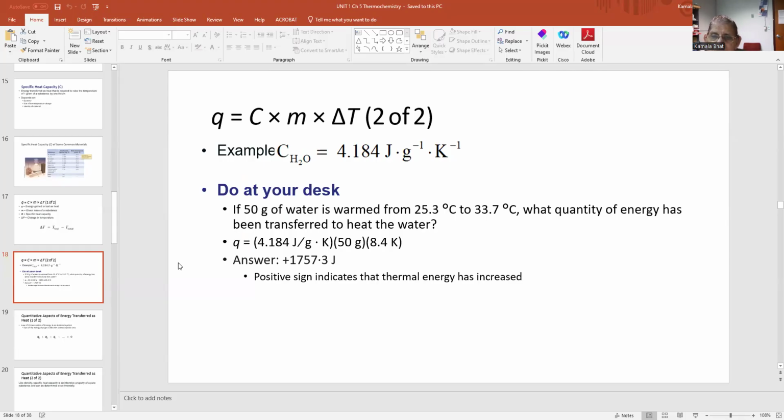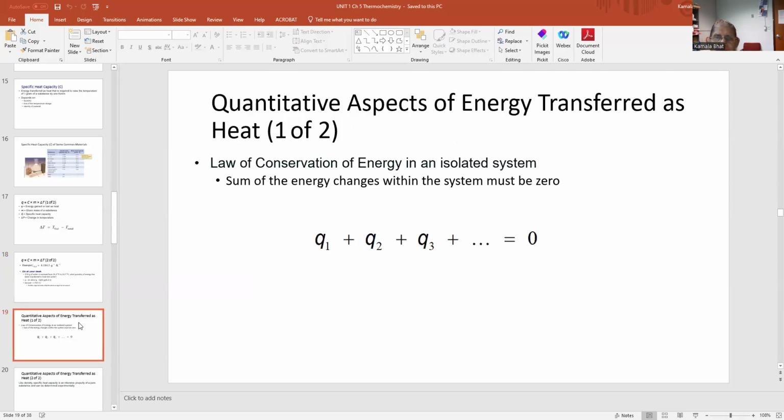The sign is positive. Why is it positive? Because the thermal energy has increased. How do we know the thermal energy has increased? We know it because the temperature rose. The thermometer gave a higher value.